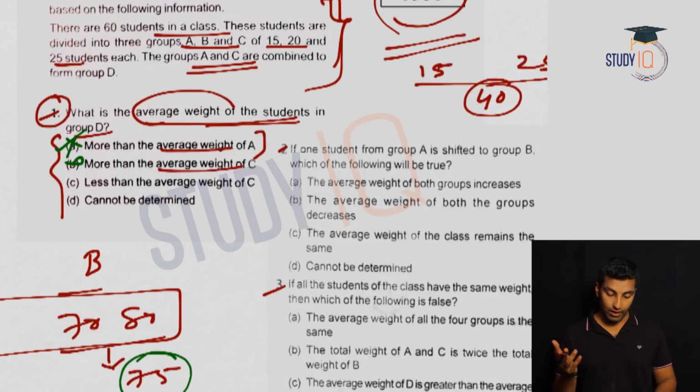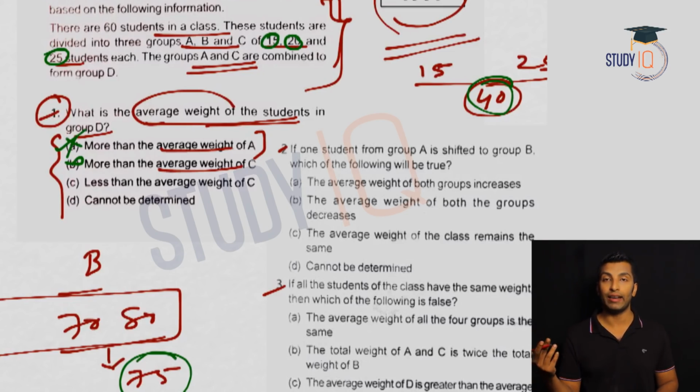You can't say anything. At least you should know the average of A and C, or you should know the numbers, or the weights, or anything. Here nothing is given, just 15, 20 and 25 students, and D has 40 students. You don't know anything about the group weight or group average, or the individual weights. So you can't tell this, and you can't tell this also. Less than the average weight of C, you can't tell that also. So the answer for this question is cannot be determined.